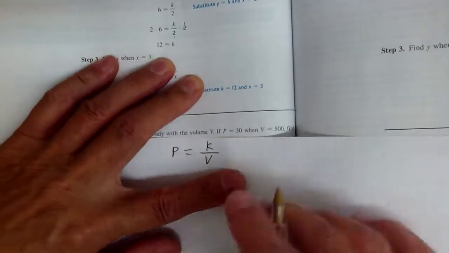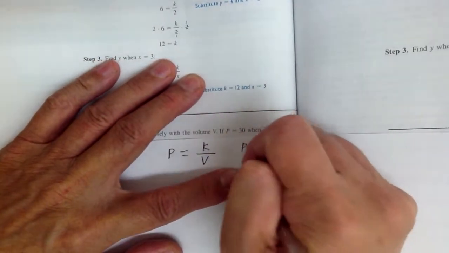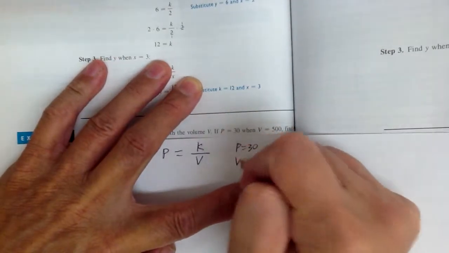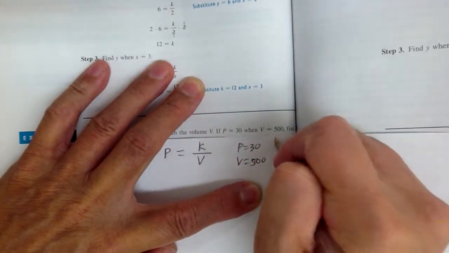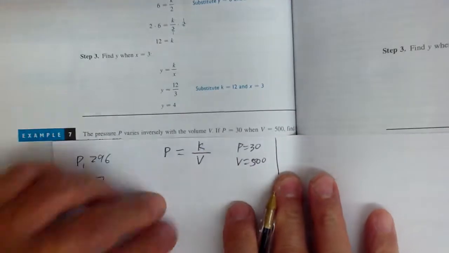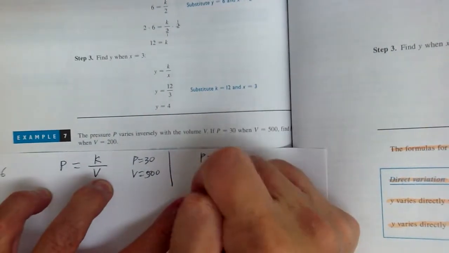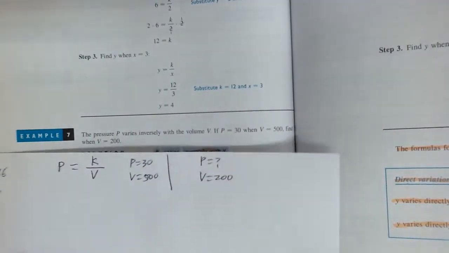And the information they give you is P equal to 30 when V equal to 500. So again, that's the information they give you to solve for k. And once you do that, it says find P. So you're looking for P when V equal to 200.